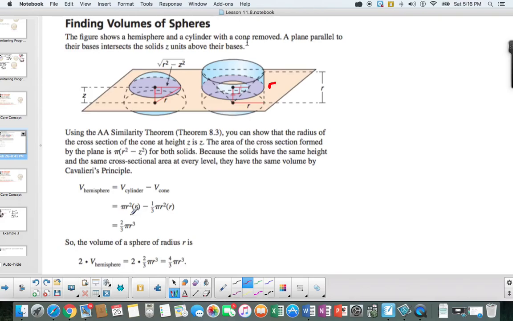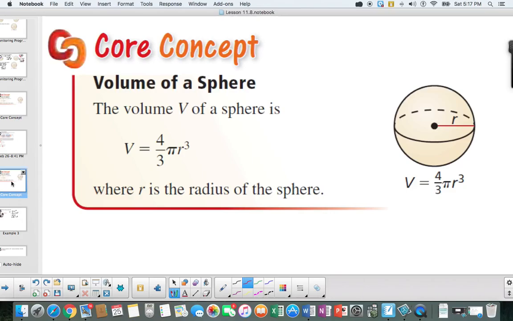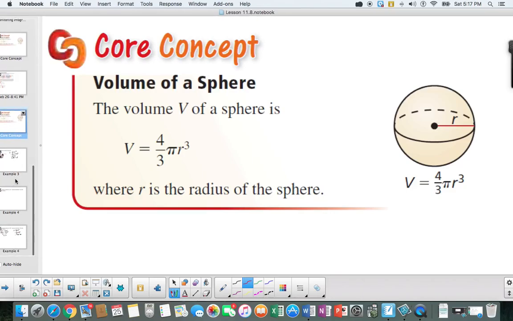Now the cylinder's volume is the area of the base, which is a circle, pi r squared, and it has the same height as the radius, r. And the cone is the same idea, but 1/3. So in the end, it's really just 2/3 pi r cubed. And again, remember, all we found is the hemisphere. So to figure out the whole sphere, you have to multiply by 2. Taking 2/3 and multiplying it by 2 gives 4/3. Let me show you the formula again: the volume is equal to 4/3 pi r cubed.